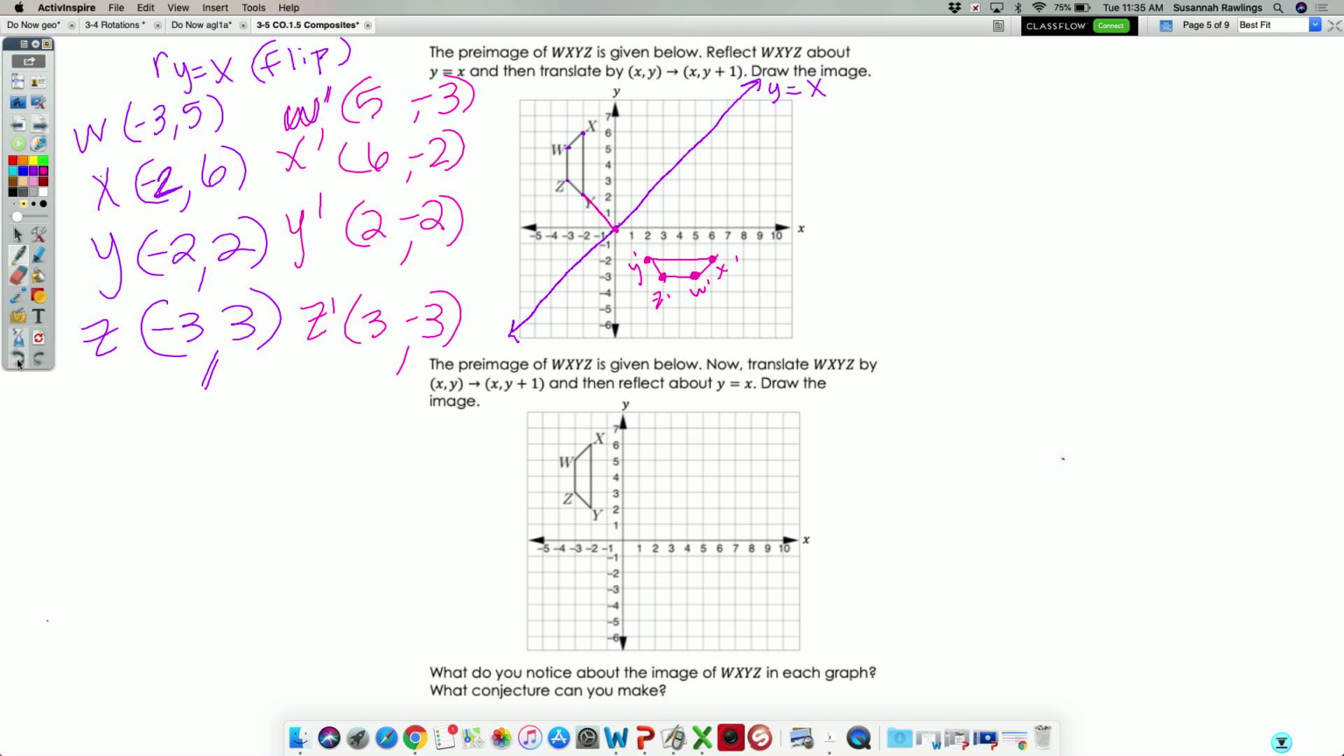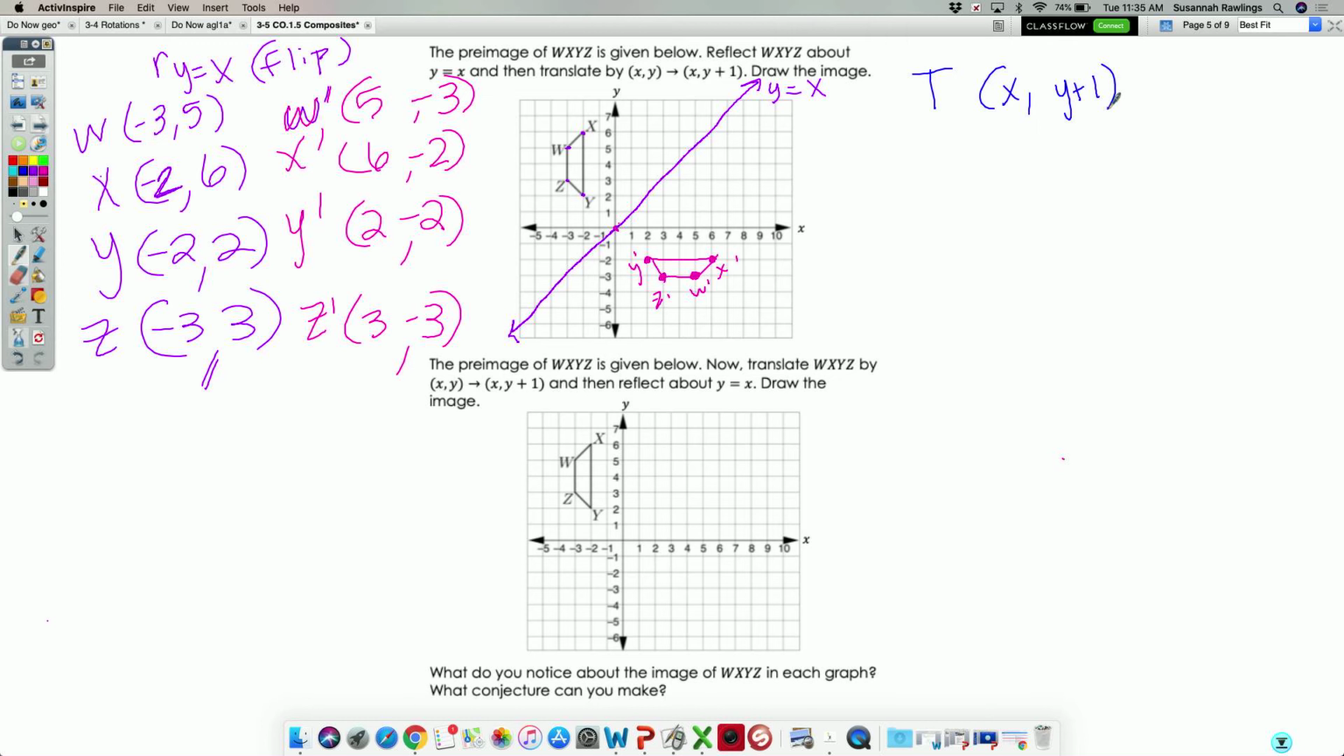All right, so our next transformation tells me to do what? We're done with our first one. Now it tells me to translate. Are we going left or right? If it's just x, you're staying the same. And then where am I going? Up 1.